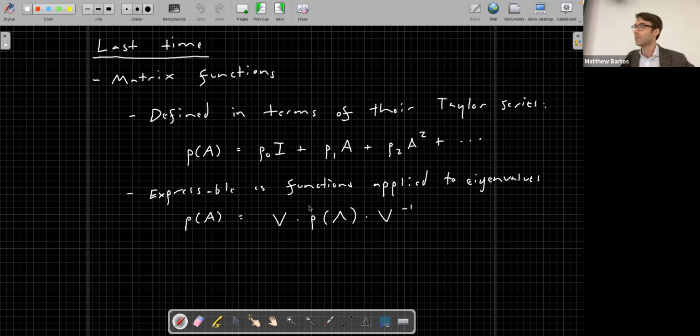Could be the sine of a matrix, the cosine of a matrix. It could be, here's another good one, the inverse of a matrix, right? So let's say our function is f of A is equal to A inverse, or 1 over A, right? So this would be equal to V times lambda inverse times V inverse, right? So this also shows us another reason why we can't take the inverse of a matrix that is not full rank. Why is that? What happens if we try to take the inverse of this matrix here if our matrix A is not full rank?